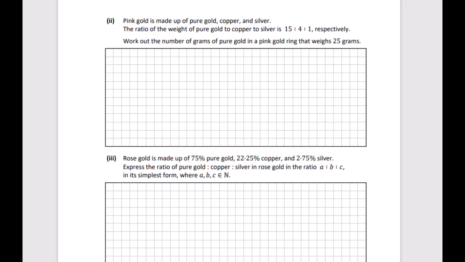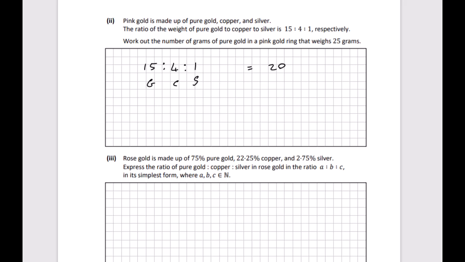Pink gold is made up of pure gold, copper, and silver. The ratio of pure gold, copper, and silver is 15 is to 4 is to 1 respectively. So this is the gold, this is the copper, and this is the silver here. Now if you add those 3, you'll get 15 and 4 plus 1 is 20. So we're going to use that.